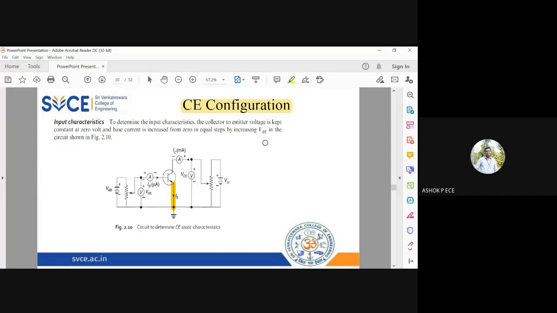So see here, in common emitter, emitter is ground. Input is going to be my base, and output is going to be my collector. And you know that emitter is N type, base is P type, collector is also N type.